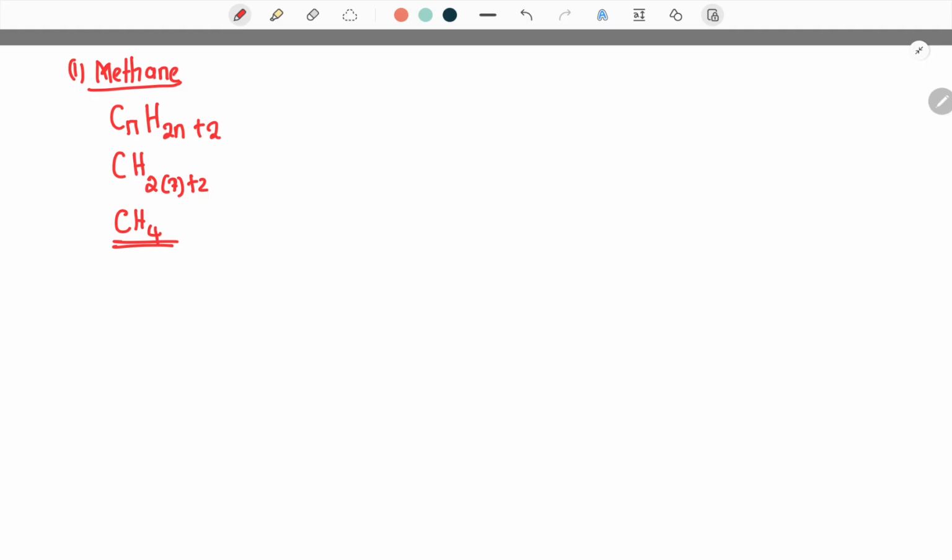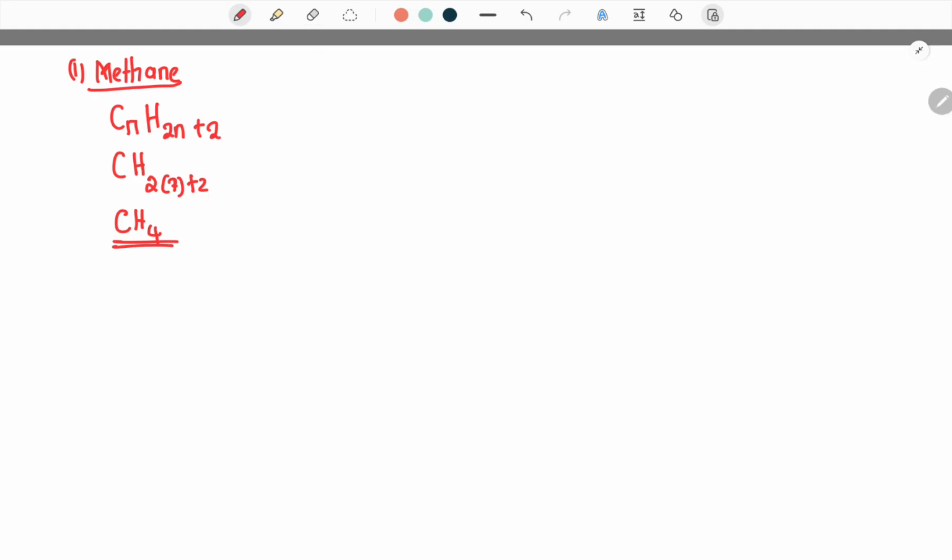Now, how about if you have been given methane? So let's start with methane, for the sake of practice. So we're using the formula CnH2n+2. Methane is 1, so it will be a 1 here, plus 2, so we put a 2 here. So this is going to be CH4. This is its molecular formula.